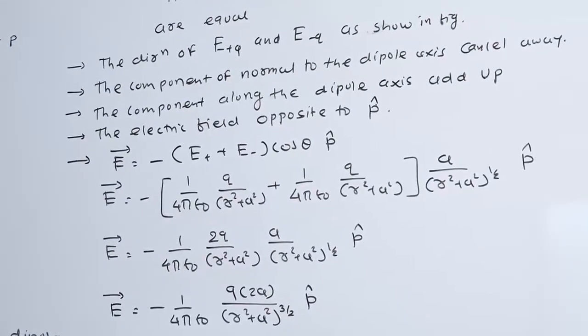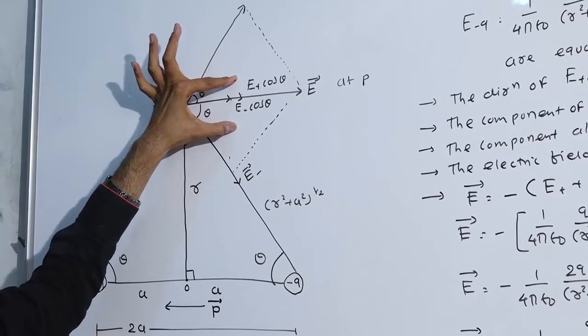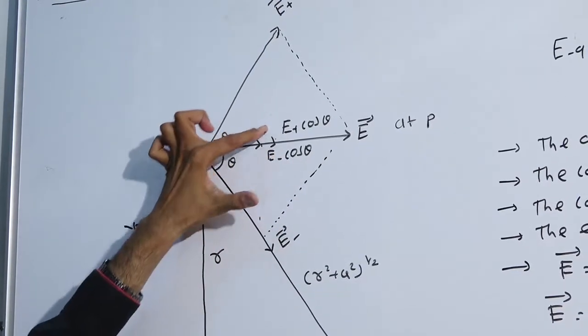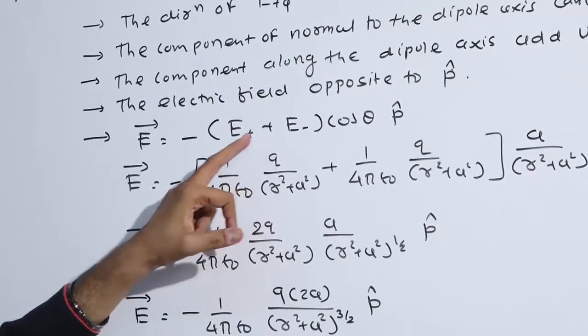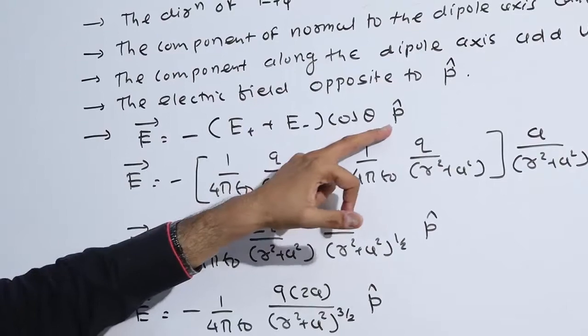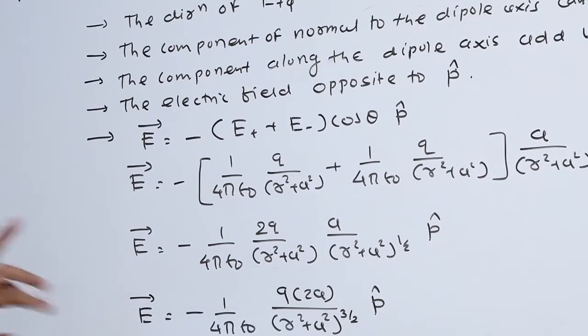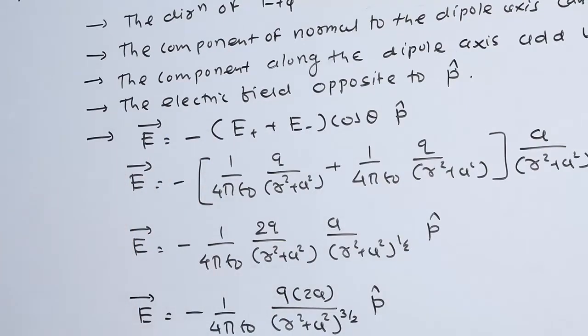Now the resultant electric field E is equal to the addition of these two components, with cos theta common. Therefore, inside the bracket, E plus and E minus. The resultant electric field at point P is given by E plus E minus, cos theta, into P cap. We placed the minus sign because vector E and P cap are in opposite directions.